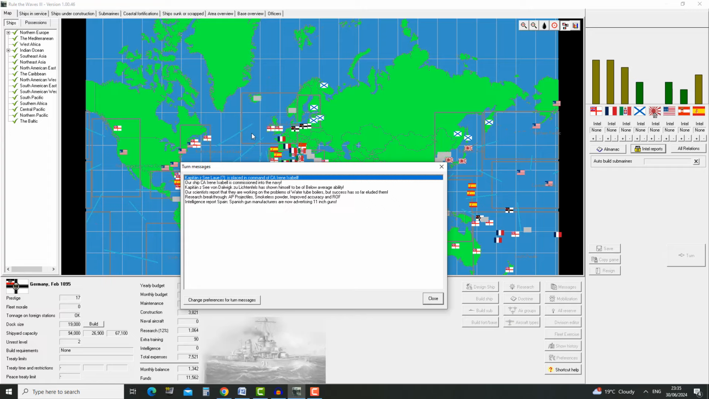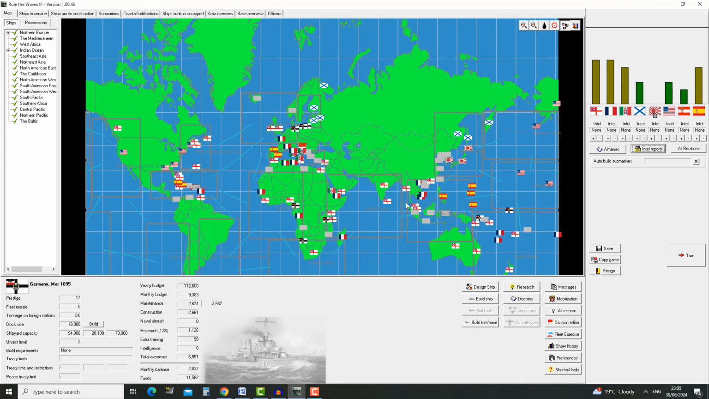Captain Surze Lawe is placed in command of Irene Isabel, and Captain Surze von Dalwig zu Liechtenfels has shown himself to be of below average ability. Our scientists report that they are working on the problem of water tube boilers. And we have a recent breakthrough and intelligence report from Spain. Spanish gun manufacturers are now advertising 11-inch guns. So we increased our budget slightly and we increased the tensions with Spain. So I'm considering whether or not we want to put intelligence on them. I don't plan the war anytime soon, so I think we can still consider this.